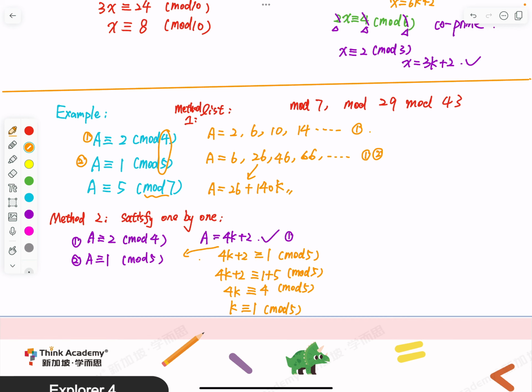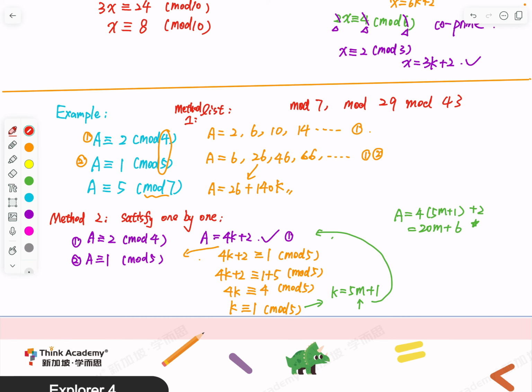So this time, can I just say k equals 1? Yes, maybe k equals 1, but we cannot just directly say k equals 1, because this means k meets the requirements of both 1 and 2. So we write the general term of k as 5m plus 1. This m means I meet the requirement of condition 2. Now let's substitute into equation 1. So a becomes 4 times 5m plus 1, plus 2, equals 20m plus 6. So this 20m plus 6 means I meet the requirements of both 1 and 2.